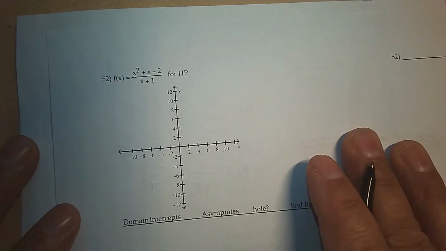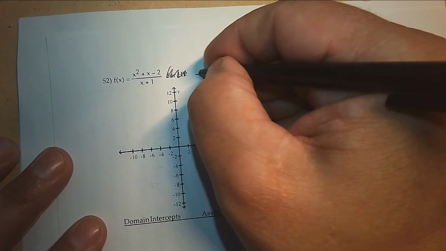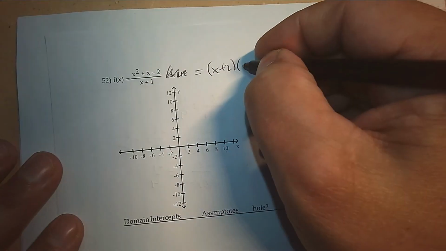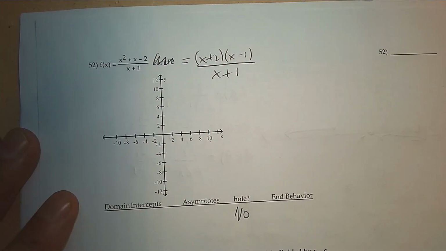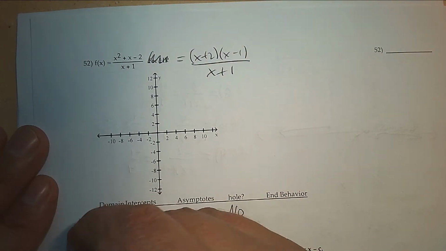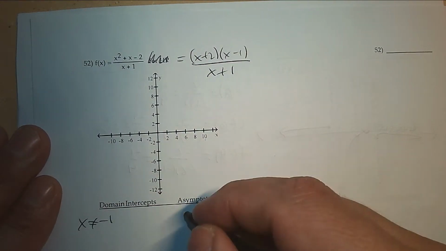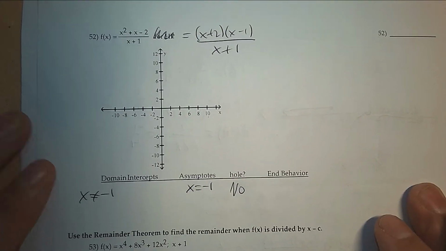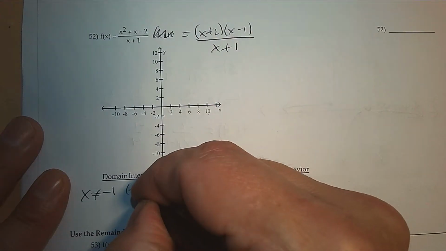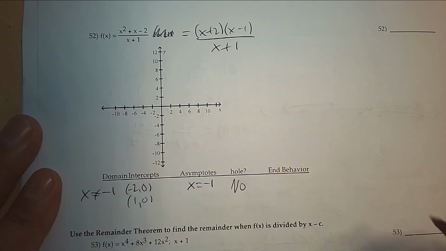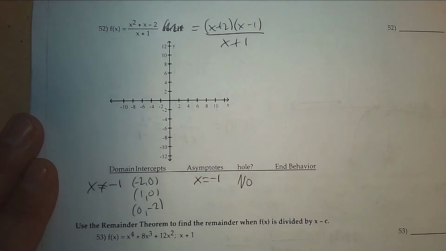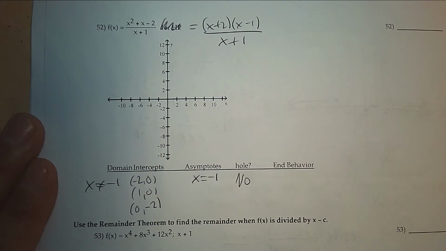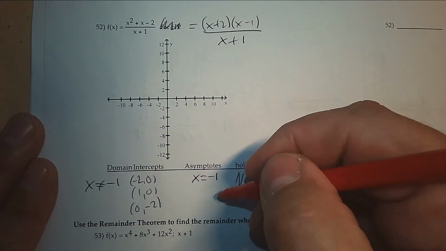Alright, one more that I may have done wrong. In fact, this one I know I did wrong on the first one. So let's make sure I factor correctly. Plus 2 and minus 1. So it means there's no hole. The domain x can't equal negative 1, and that creates a vertical asymptote. The intercepts are at negative 2 and positive 1. And if I plug in 0 for x, I get negative 2 as well for the y-intercept. So we'll start there. We also need to find the oblique.